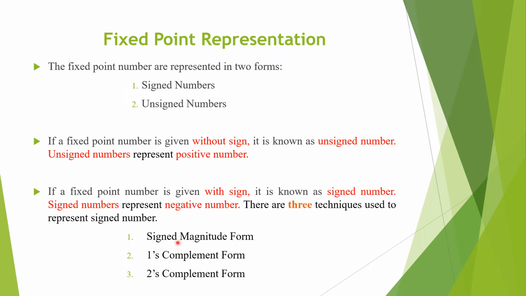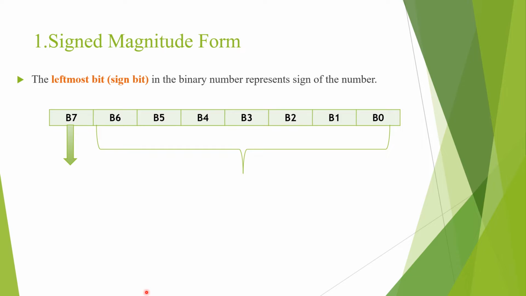The first technique is called sign magnitude form, then one's complement form, and two's complement form. First we'll move to the first technique, which is called sign magnitude form. The sign magnitude form is called a true representation format, since here the bit pattern will be used without any change, along with your sign bit.